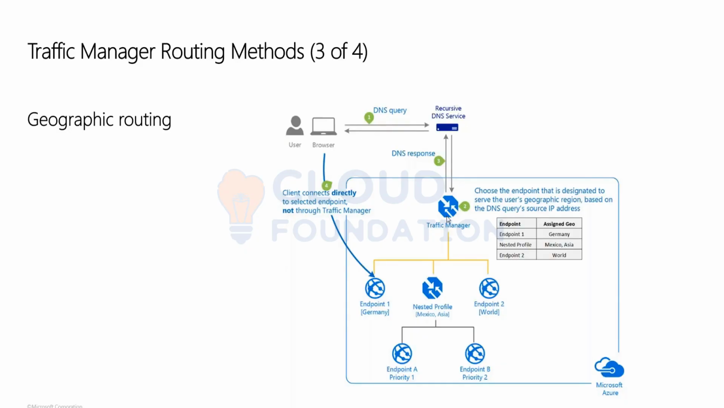Now somebody would say, I would want priority-based routing. Plus, I would also want performance-based routing. I want to use both these routing methods in the same environment. You can do that. You can use something called as nested profiles over here.